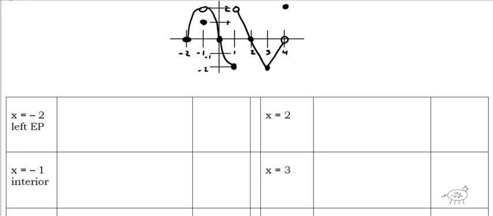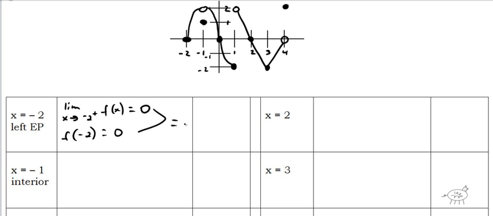The first one is a left endpoint, x equals -2. We're looking at the limit as x approaches -2 from the positive side of f of x, because it's an endpoint. If you look at it, the value of y is 0, isn't it? And what about f of -2? We're actually looking at f of that value, so you look for the solid dot. f of -2 is equal to 0. Because these are equal, the function is continuous at that point.